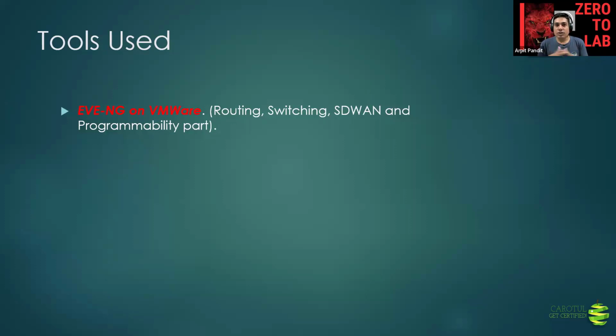And if you are using a MacBook and you face any issue with EVNG, we can have a direct session to see the issue or try to fix it, right? Now, EVNG will be used for the routing, switching, SD-WAN, and the programmability part. So for all of these parts, we can use EVNG. And we have the SD-WAN part also virtualized, so I will be providing you the OVA for that later in phase 2. And we will be able to do all the practicals on EVNG.